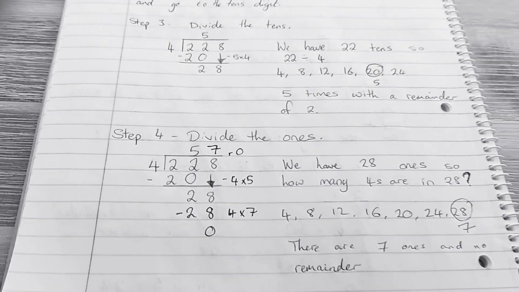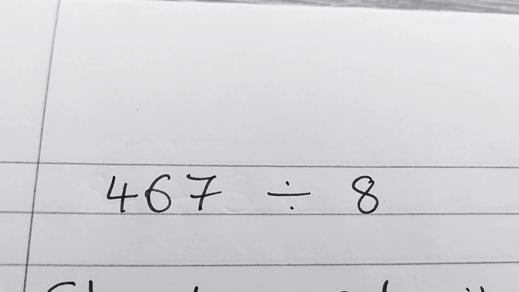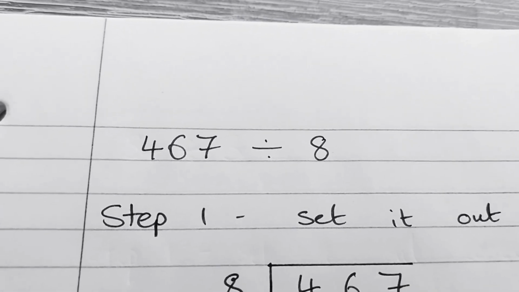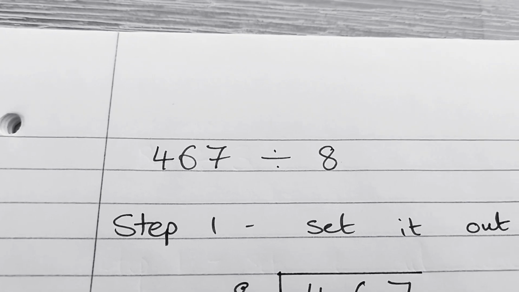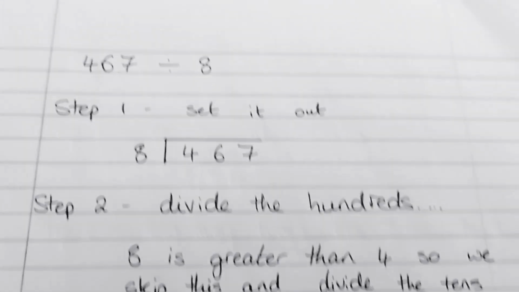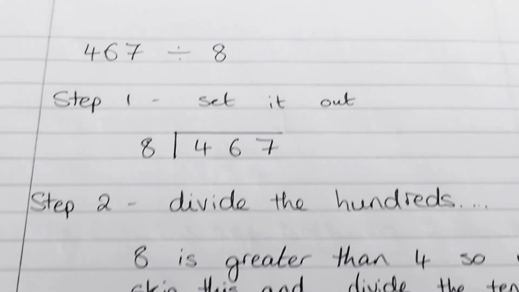Okay, right. This one, 467 divided by 8. This time, I know that there is going to be a remainder because 467 is an odd number and all the multiples of 8 are even. So that means this time we're going to have a remainder. So again, we set it out using the bus stop method.